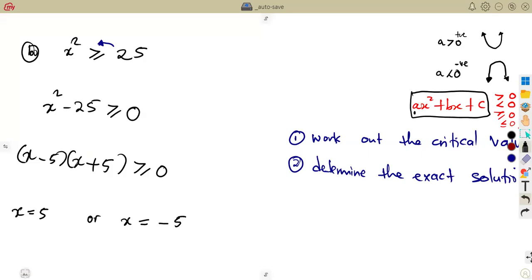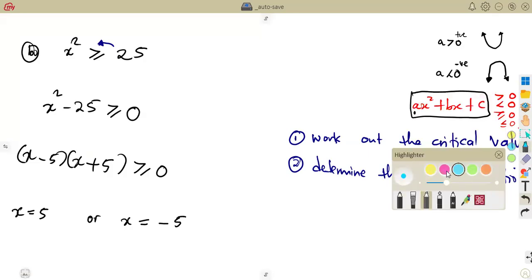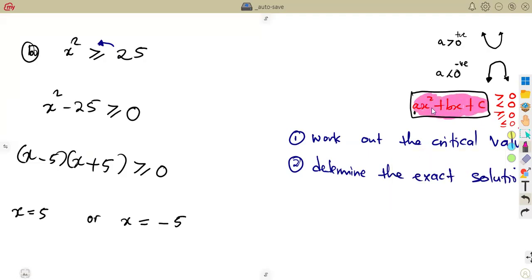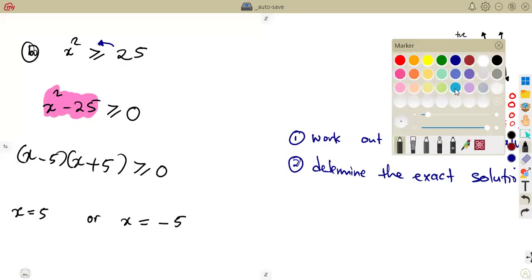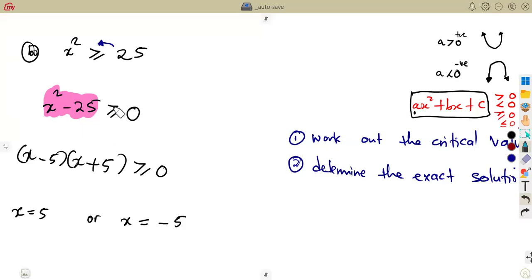Then we come to the sketching of the function. Now, remember, I'm still under the graphical method. Like I said, we are going to take the part of ax squared plus bx plus c which is compared to 0. This is the part here, x squared minus 25, greater than or equal to 0. Here a is 1. I said if a is greater than 0, we're going to have a smile shape like that. So this is what we are going to have.